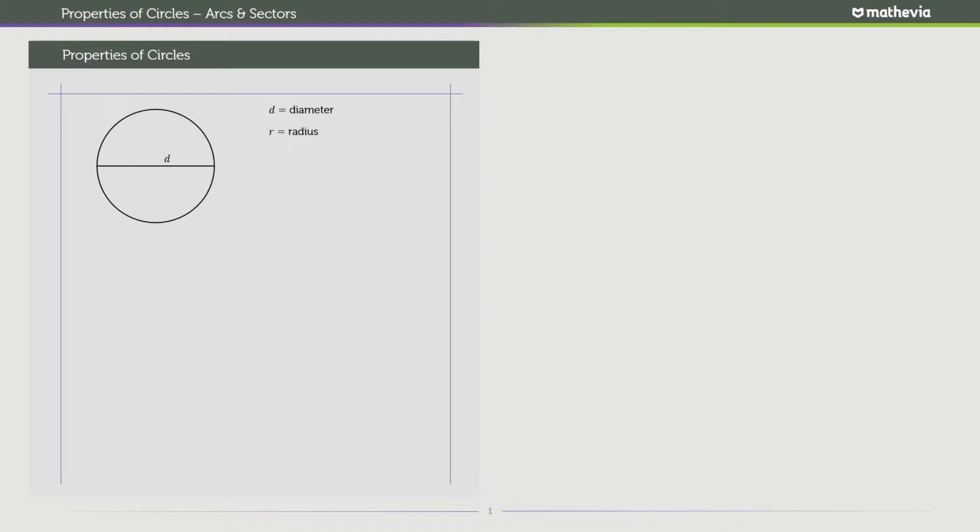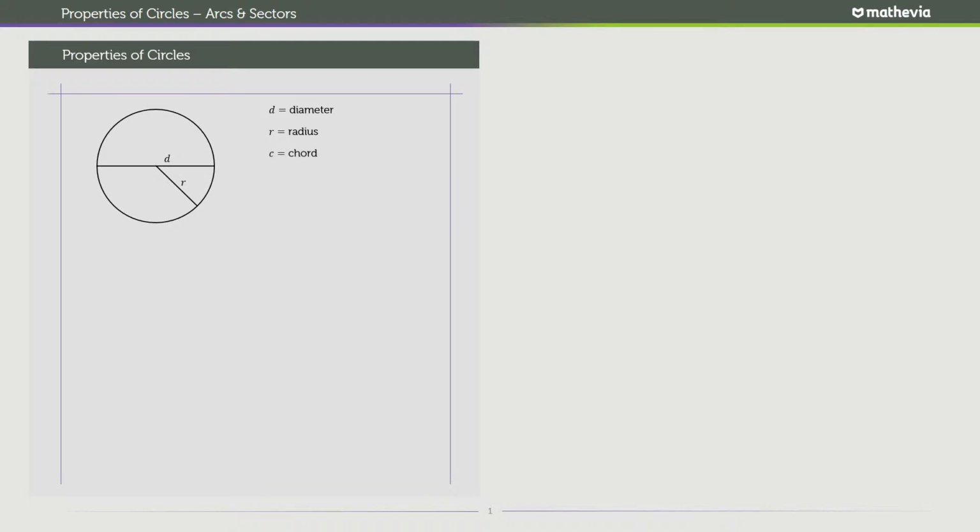We'll talk about radius. The plural is radii. The radius goes from the center of the circle to any point on the circumference of the circle, and the radius is usually half the diameter. So that's R for radius.